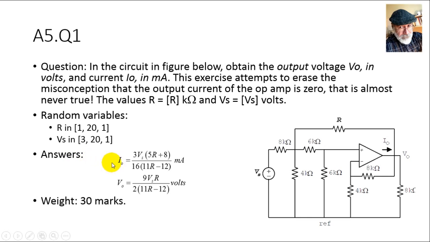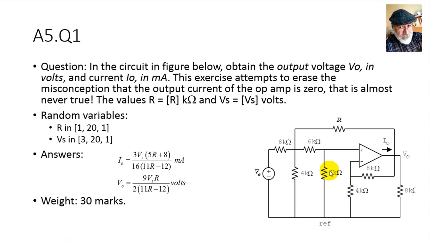The answers are formulas to obtain I naught and V naught. The answers the student needs to find are functions of the random variables that you have chosen for the specified problem, in this case R and Vs. I naught is a function of R and Vs, and V naught is also a function of Vs and R. Observe that the formula has been adjusted so that it renders milliamps. The weight is 30 marks, and here is the figure for that exercise.